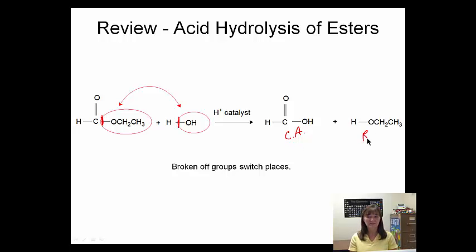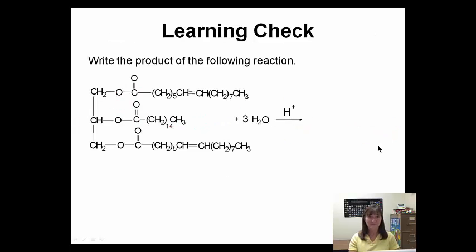And I'm going to get my alcohol back, which in this case in biochemistry is going to be our glycerol. So it's actually going to be 3 alcohols bonded together. So here's a learning check. Write the products of the following reaction.